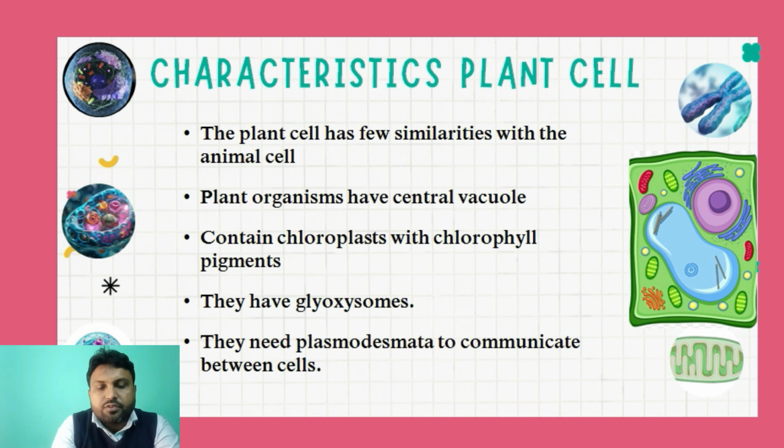They are also characterized by containing chloroplasts with chlorophyll, pigments that capture sunlight to perform photosynthesis. They also give plants the green color. They have glyoxysomes, a kind of vesicle that is useful in germination to obtain carbohydrates from the fats in the seeds. Since they have a cell wall made of cellulose, they need plasmodesmata to communicate between the cells.